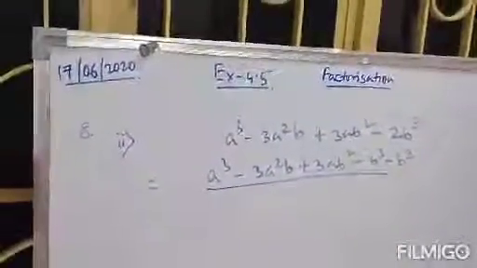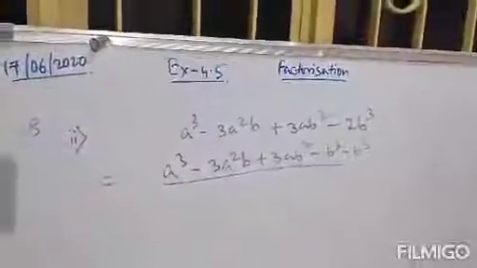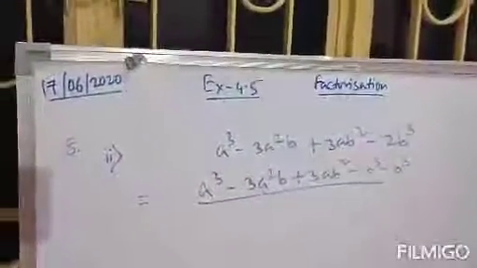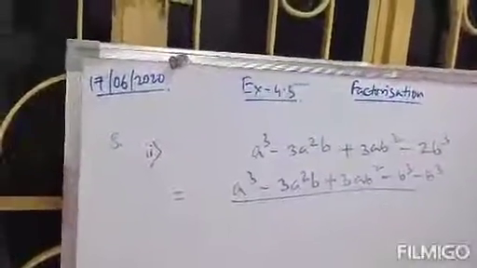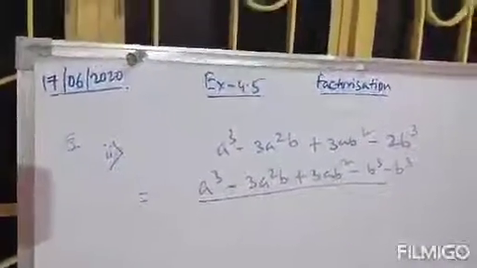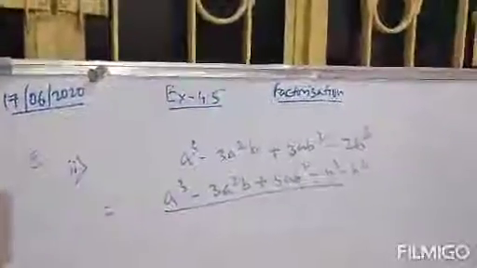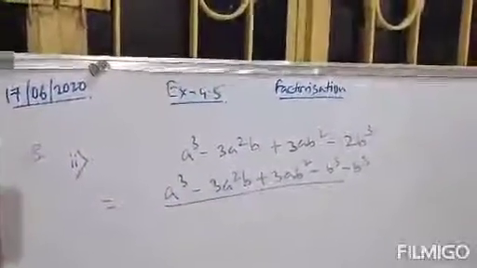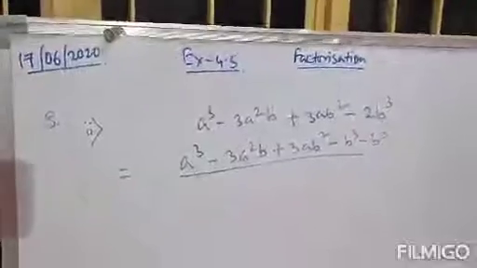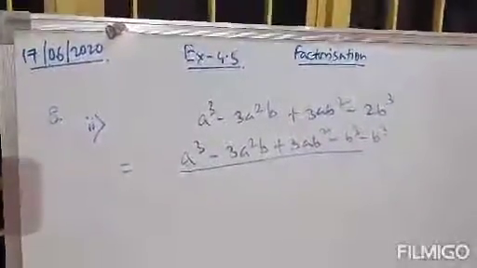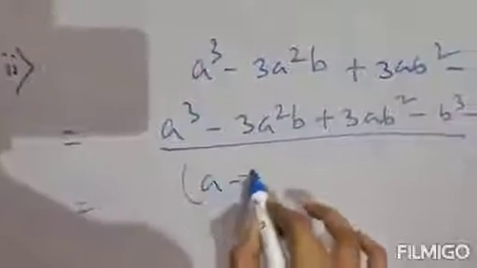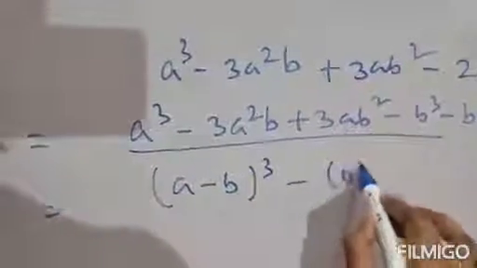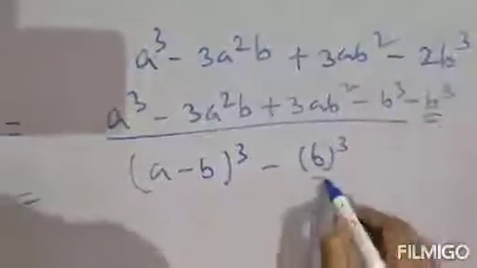Just recall the formulas. I have told you 4 formulas before starting this exercise 4.5. There are in total 4 formulas. One is a to the power 3 plus b to the power 3, one is a to the power 3 minus b to the power 3, one is a plus b whole to the power 3, and the last one is a minus b whole to the power 3. So just take a note of all these formulas, and you will find that this underlined portion is the formula of a minus b whole to the power 3. So we can write this as a minus b whole to the power 3, and there is b to the power 3. Clear?